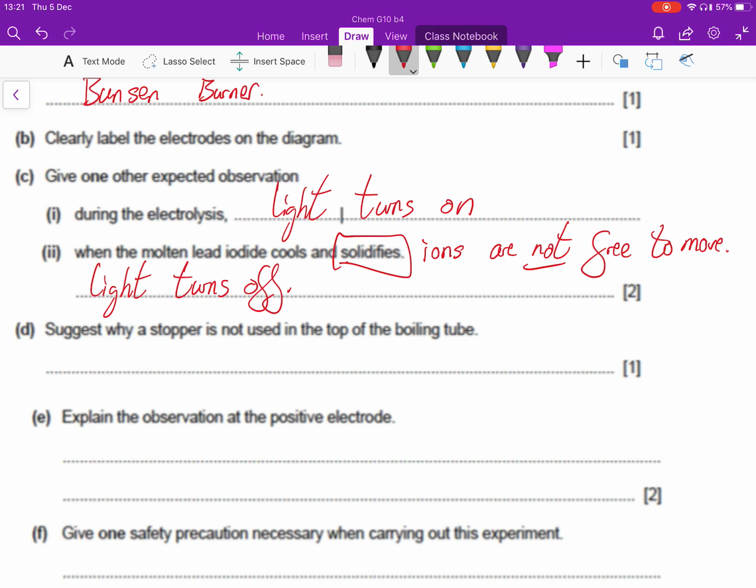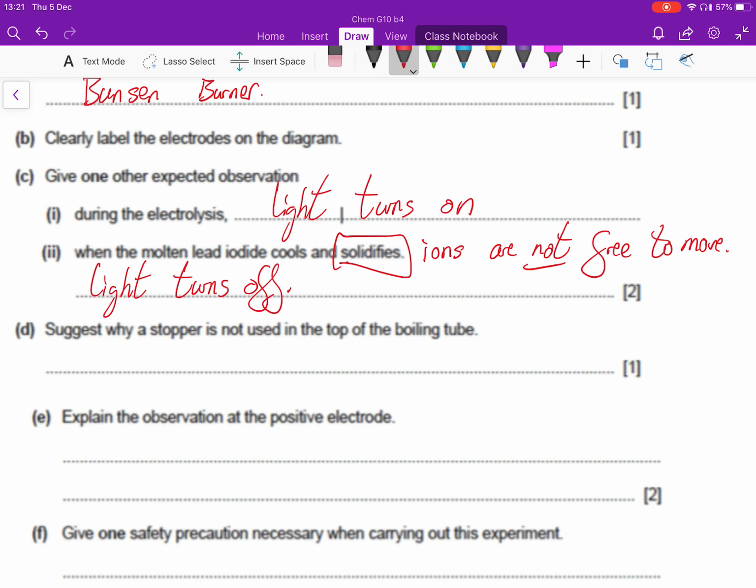Okay, that's important to remember. If the ions are not dissolved in water or molten, then the ions are not free to move, and you cannot get a conduction of electricity, so electrolysis will not work.